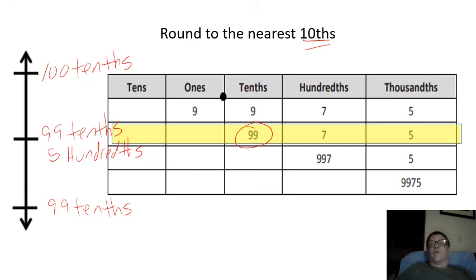Now, if we look at what our actual number is, we've got 99 tenths 7 hundredths, which would be slightly above midpoint. And that means we'll be rounding up to 100 tenths. And as you can see, I'm going to write it down here, 100 tenths would actually be equal to 10.